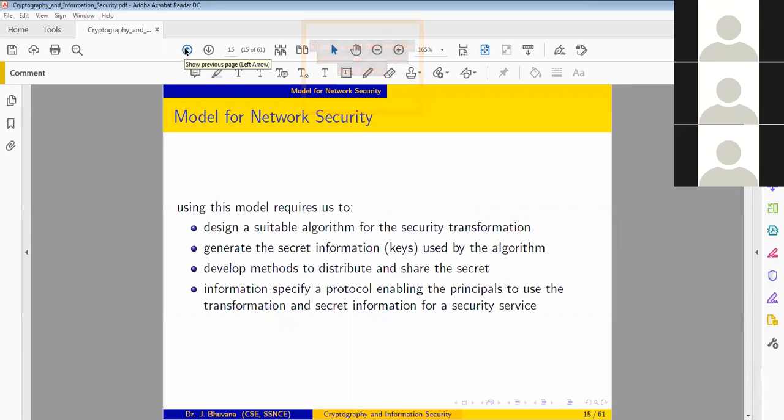To implement this kind of model for securing the data during the transmission, we need a procedure which will be applied on the data, called a security transformation. So I said we perform a security transformation over the data. For that transformation, you need to have a procedure or an algorithm. So we need to design an algorithm that transforms the message into a secured message.